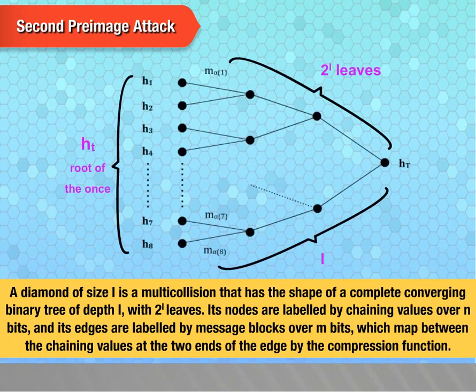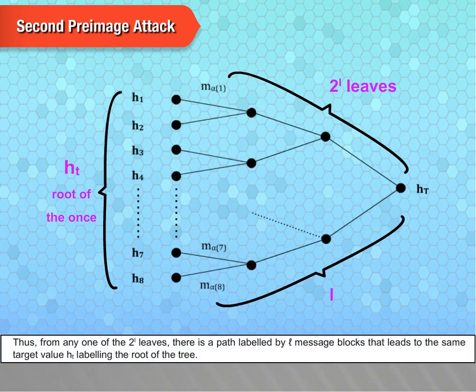A diamond of size L is a multi-collision that has the shape of a complete converging binary tree of depth L with 2^L leaves. Its nodes are labeled by chaining values over n bits, and its edges are labeled by message blocks over m bits, which map between the chaining values at the two ends of the edge by the compression function. Thus, from any of the 2^L leaves, there is a path labeled by L message blocks that leads to the same target value h_t, labeling the root of the tree.